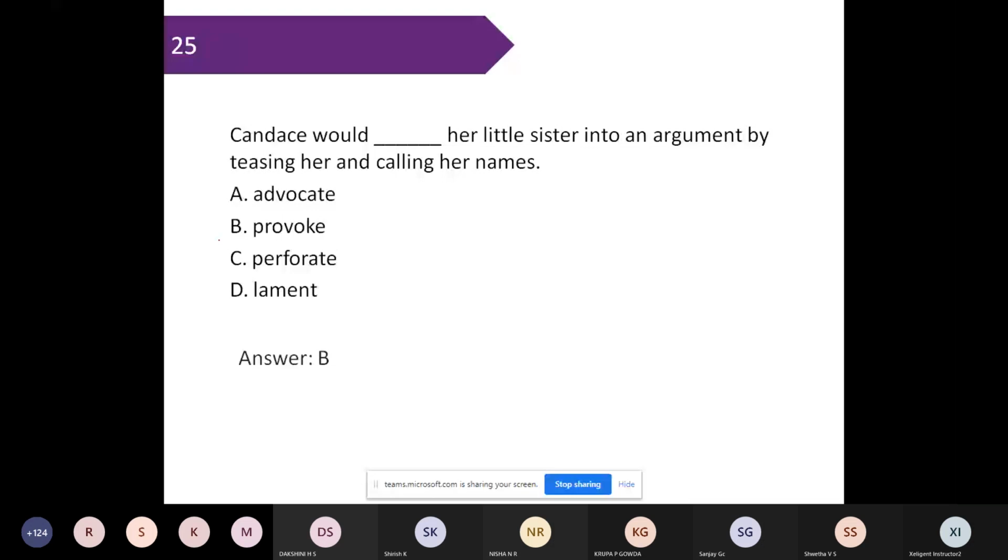Advocate is supporting, so we don't want that. Provoking is stimulating one's emotion. That's provoking. So perforate is not the word. Perforate means a membrane which has holes to let things out. That's perforate. And then lament. Lament means feeling sad or expressing your sorrow. That's lament.